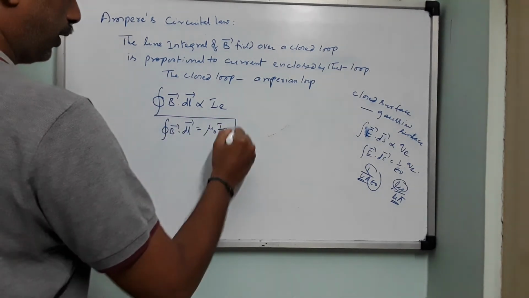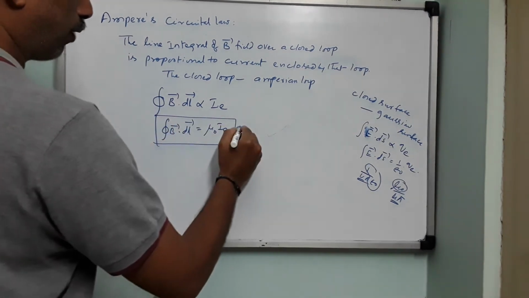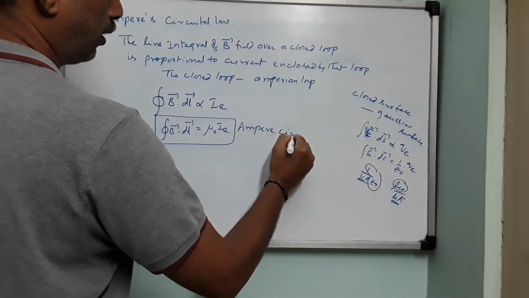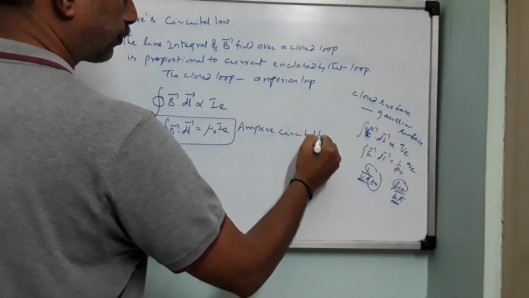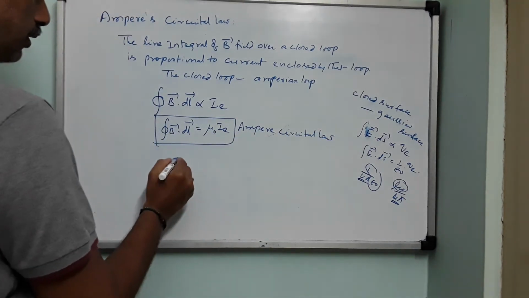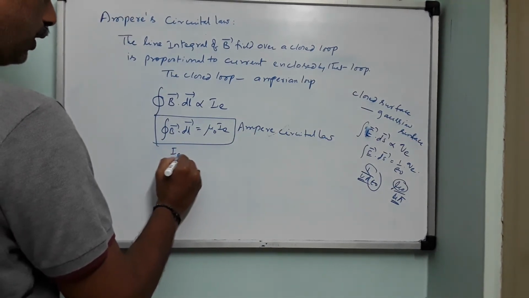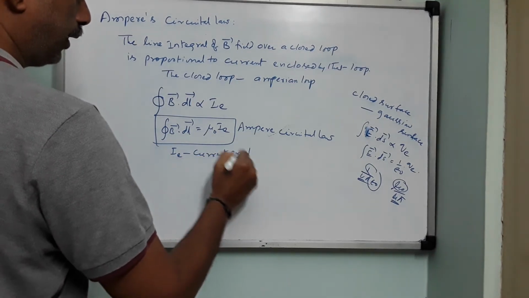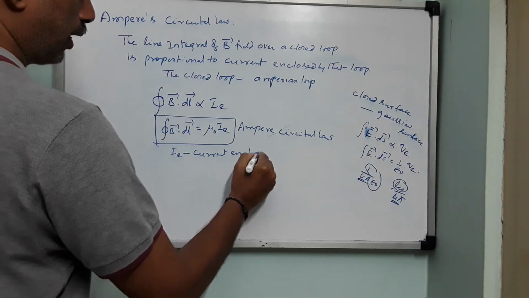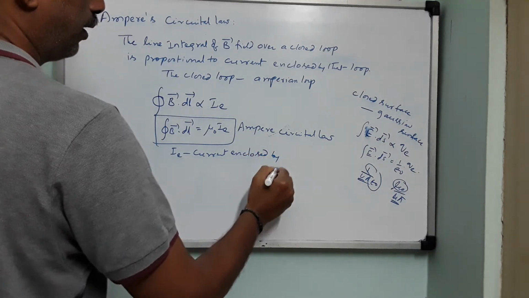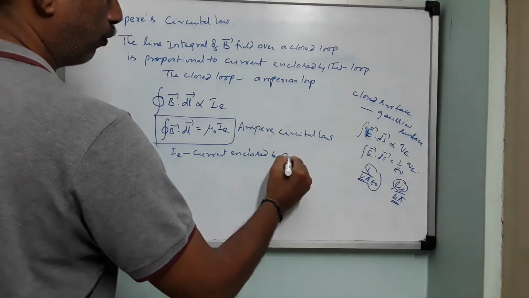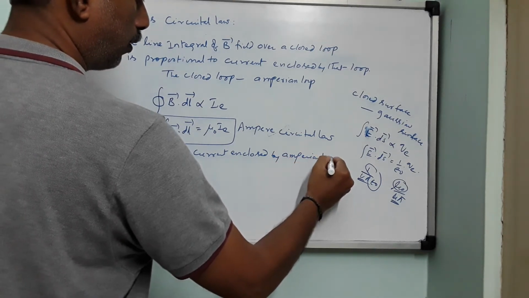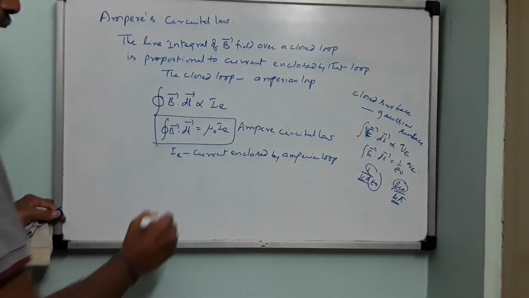So this is actually the Ampere circuital law, mathematical form. This IE has some significance, where IE is current enclosed. E stands for enclosed. Current enclosed by the closed loop or Amperian loop.